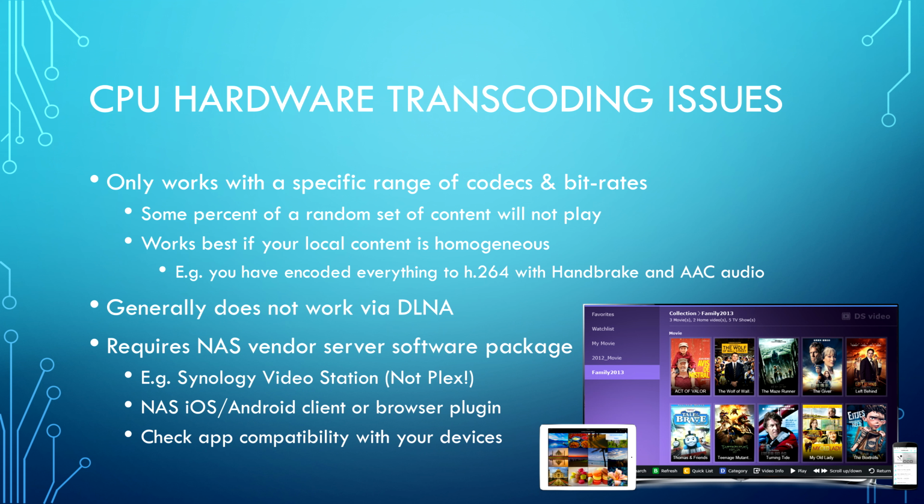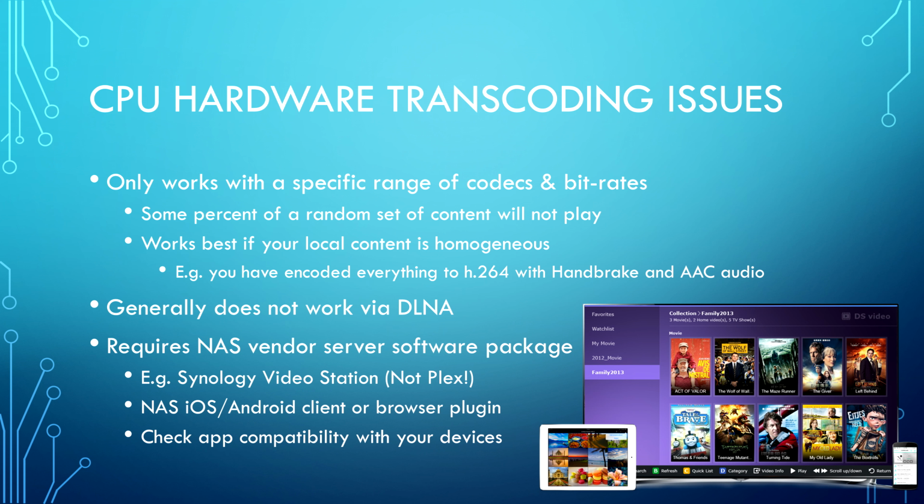Hardware-assisted transcoding is much more reliable if all of your local content is homogeneous. In other words, you have encoded all of your stuff to one set of formats, say to H.264 with Handbrake, and it's all the same. That makes it very predictable. If you acquire some other random content later, it may or may not transcode properly. But if you have it all in one format to begin with, then that's more predictable than it would be otherwise.